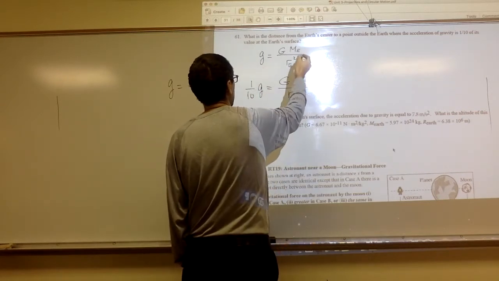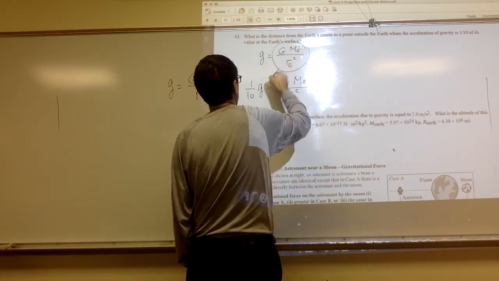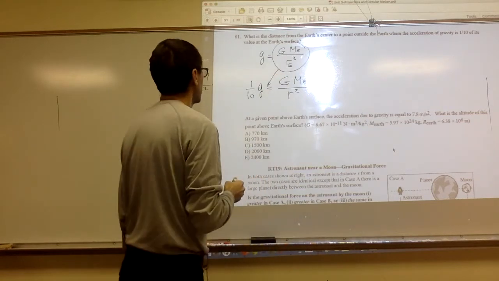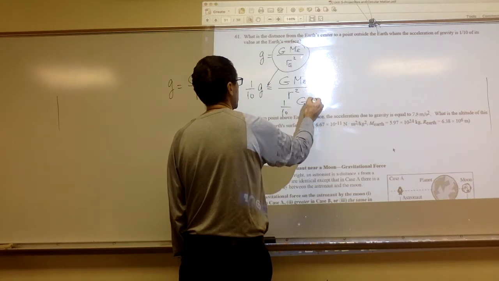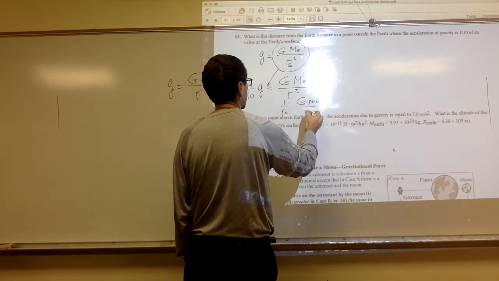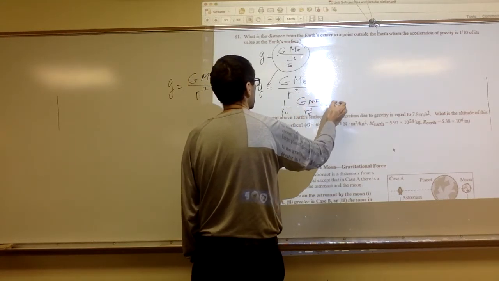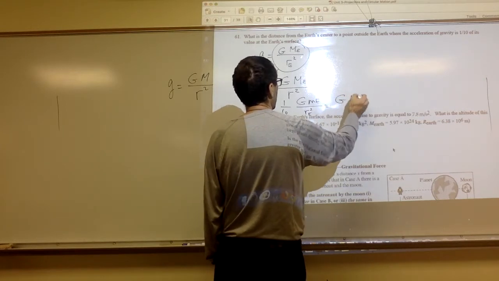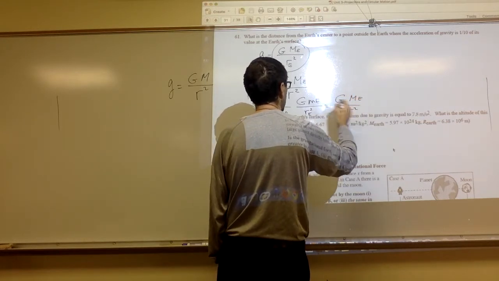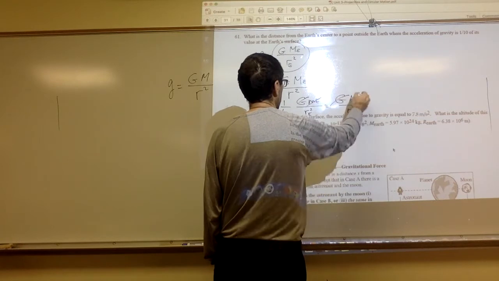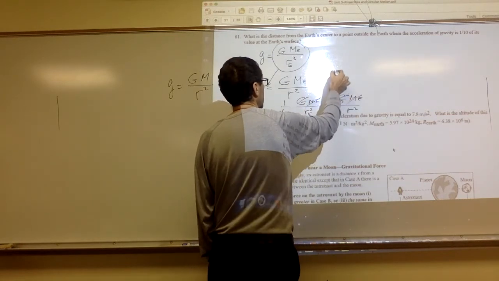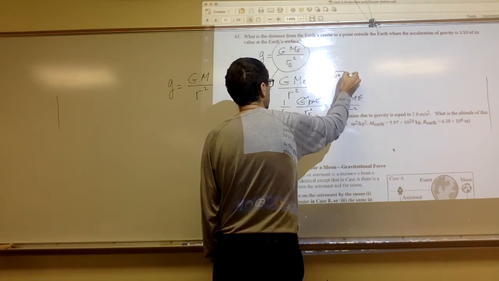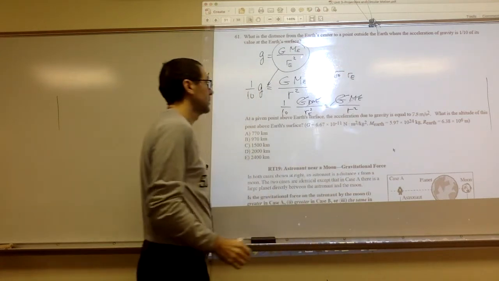So a lot of ways I can do this. I can take this and put it in here. Okay, so we end up with 1/10 big G, mass of Earth, over the radius of the Earth squared, equals big G, mass of Earth over R squared. So if I cross out this stuff here, I get R equals radical 10 times the radius of the Earth, right?